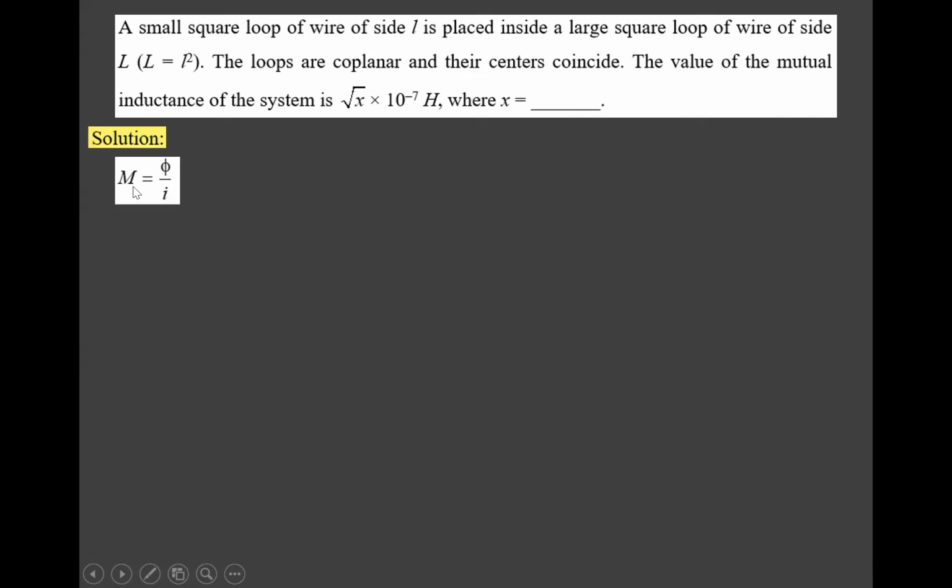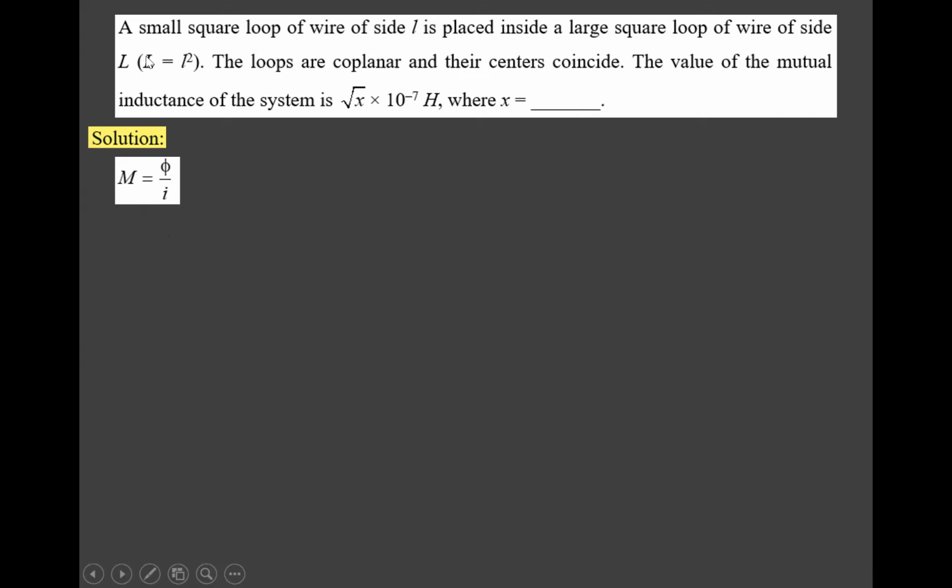Mutual inductance of the system is given by M equal to phi upon I. Phi is the flux associated with one loop, here we will consider the flux associated with the smaller loop, and I is the current flowing through the other loop. So here we will take the current from the larger loop.